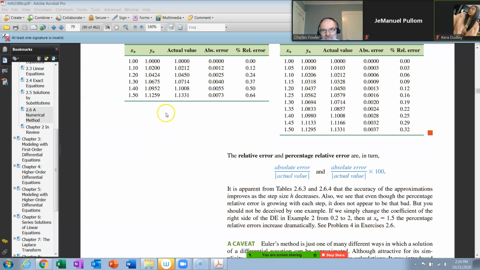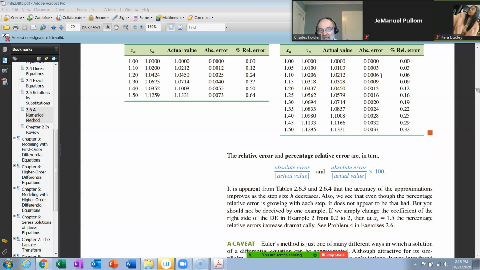The things to pay attention to, of course, at the beginning, the initial value when x equaled 1, y was equal to 1. So there you have it. Then the next step, 1.10, this got us up to 1.02. It took 2 steps to get there here, 1.0206. So they're still pretty close together. Here's the actual value here, 1.0212. So you see the 0.1 step size gets you off a little bit further than the 0.05 step size.